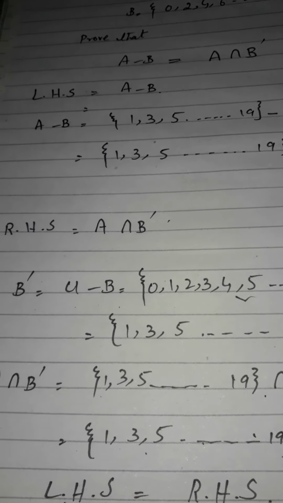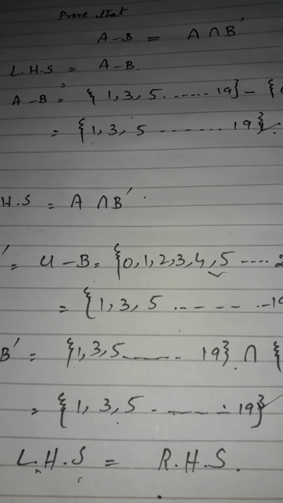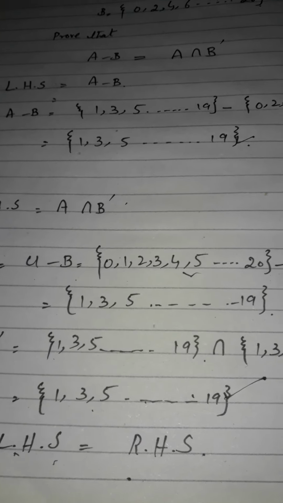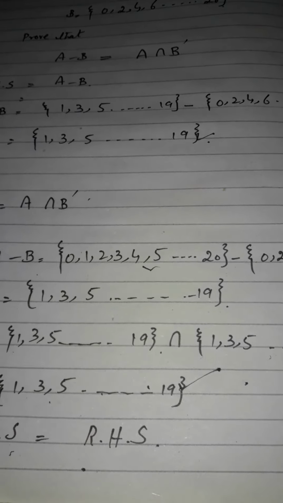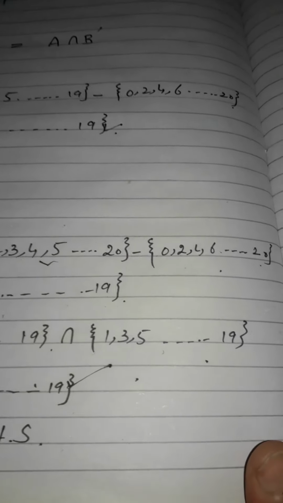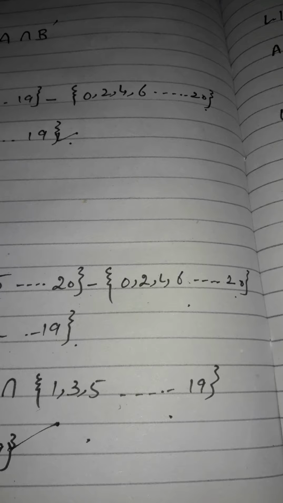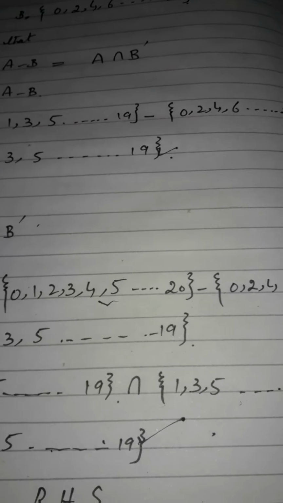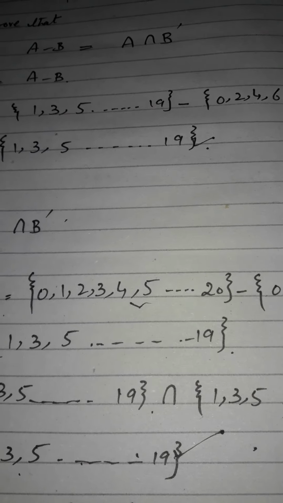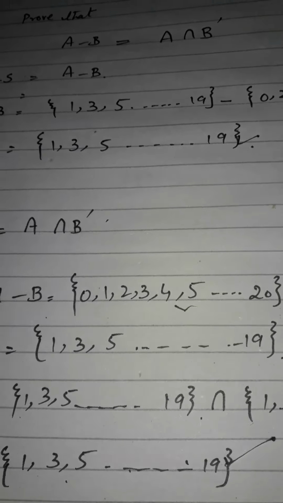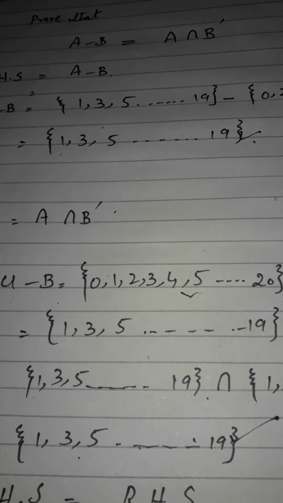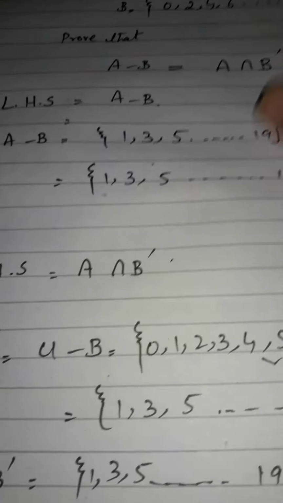First of all, we find the B complement. B complement should be equal to U minus B. U is the same whole number set till 20, and B is the even number set 0 till 20. So if we remove the even numbers from here, what else is in this set? 1, 3, 5 till 19 should be here. So this is the set here.